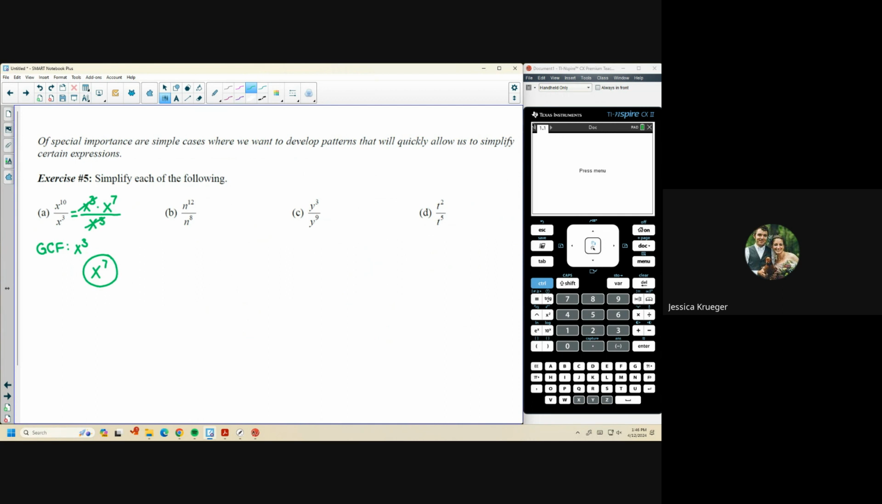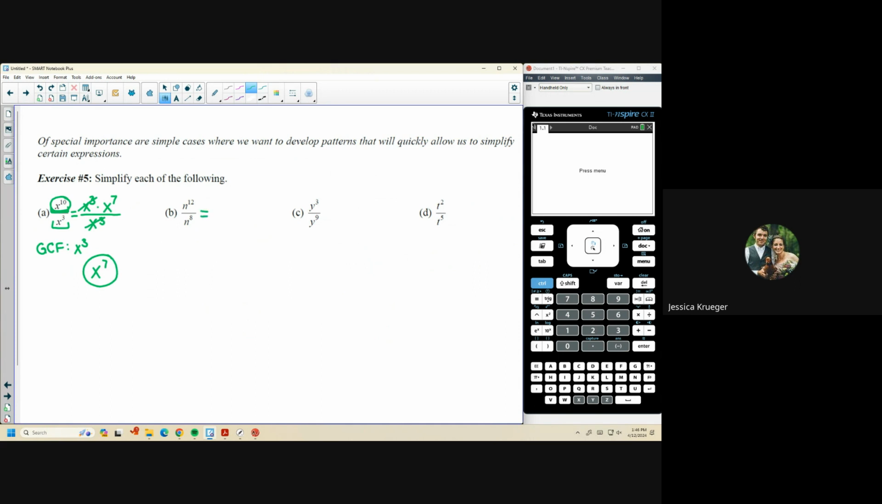Now, why would it make sense that I would have x's left in the numerator? Well, if you think about x to the 10th, there's more x's in the top. So 3 of the x's from the bottom are going to cancel with 3 of the x's in the top. And where will I have x's left? I'll have x's left in the top. And how many will there be? There will be 7 left after I cancel them out.